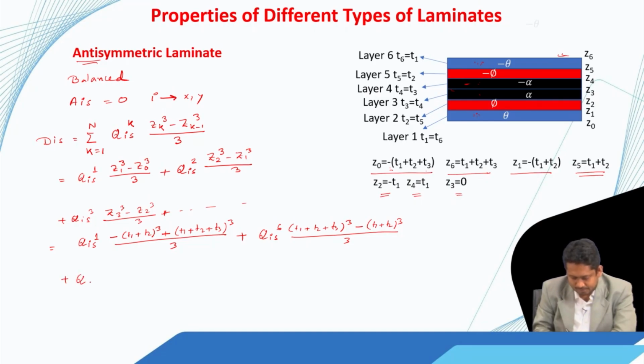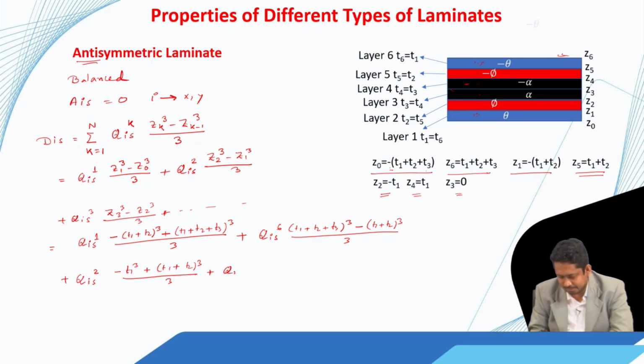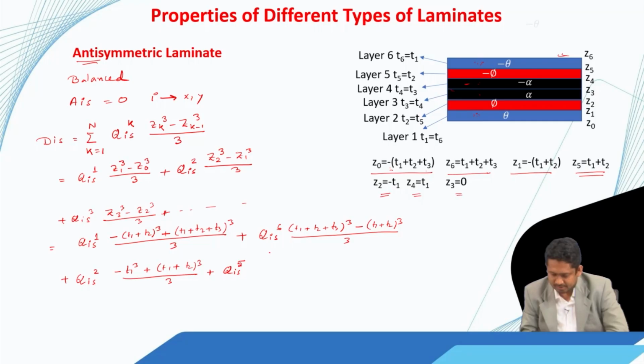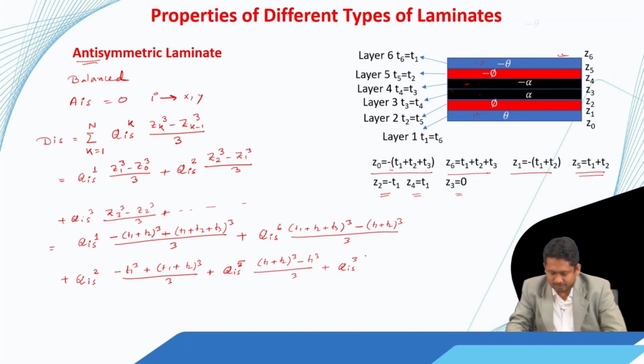Similarly, we have for the second layer. For the second layer, we write minus of T1 cube plus T1 plus T2 cube by 3, and for the fifth layer we have QIS of 5 multiplied by T1 plus T2 cube minus T1 cube by 3, and then we have QIS for the third layer, and for third layer we have again 0 minus T1 cube by 3, and here we have QIS for the fourth layer, which is T1 cube minus 0 by 3.